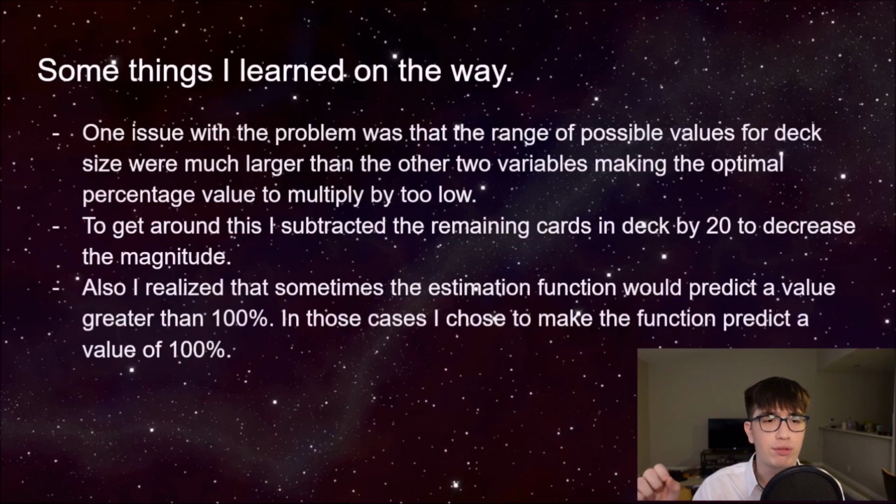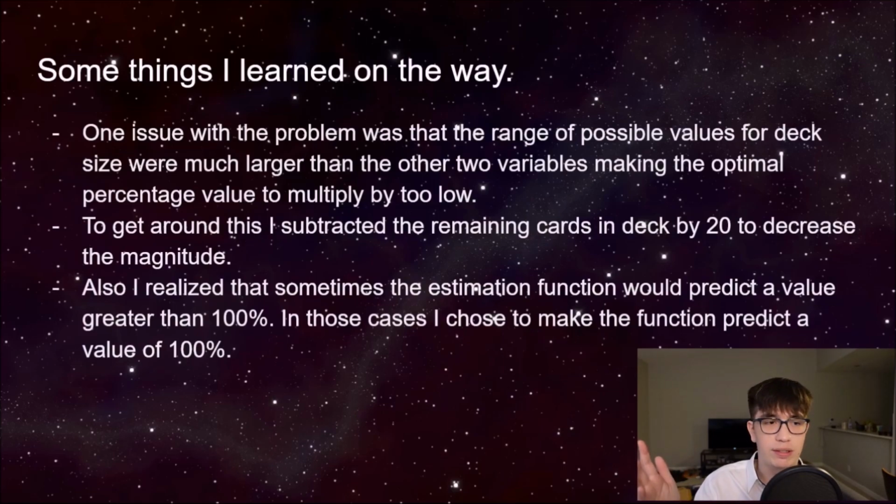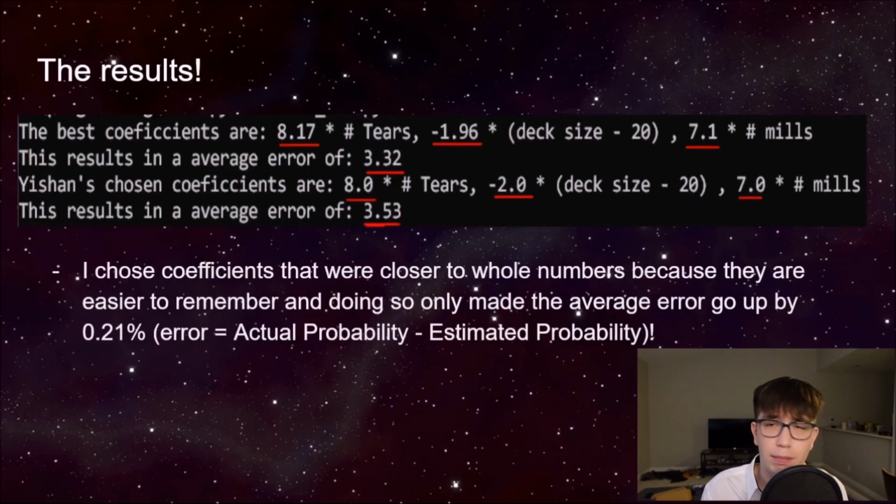So what I did was I subtracted 20 from the deck size. I said, okay, what if I narrow the range to somewhere between about -10 and +15? That makes the magnitude of the number smaller. And then sometimes, of course, the estimation function would predict a value greater than 100%. We already talked about this, and I chose to make the function predict a value of at most 100%, because obviously it can't be greater than 100. So, little math stuff, but let's talk about the results.